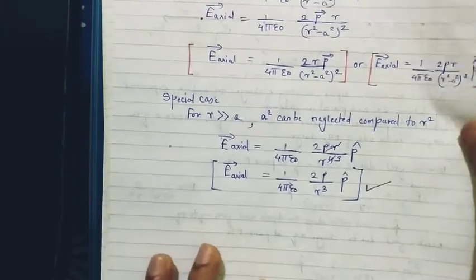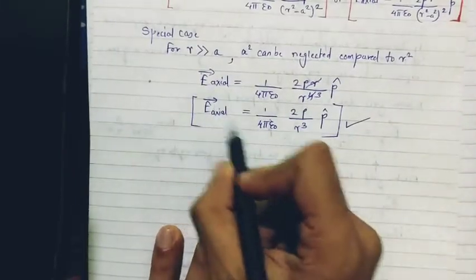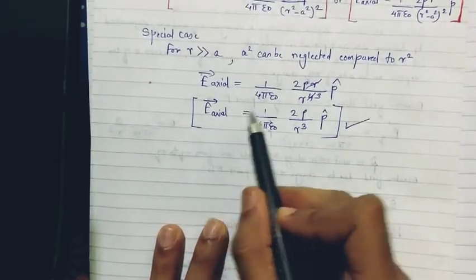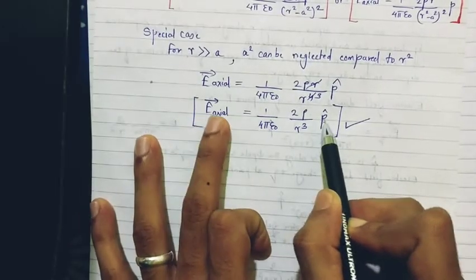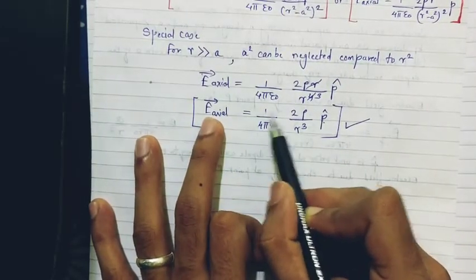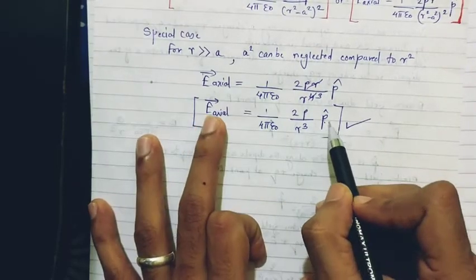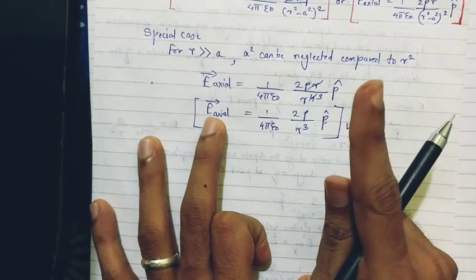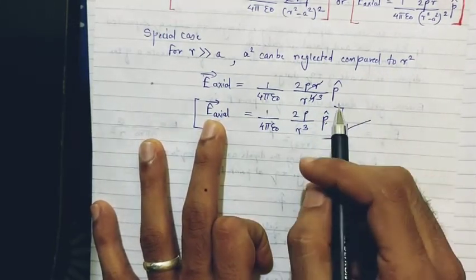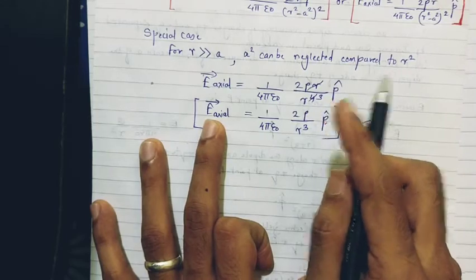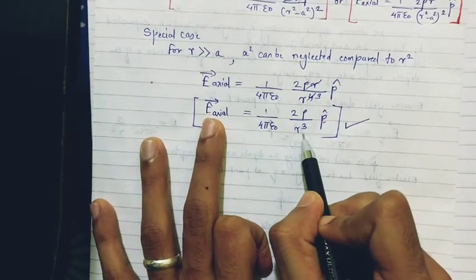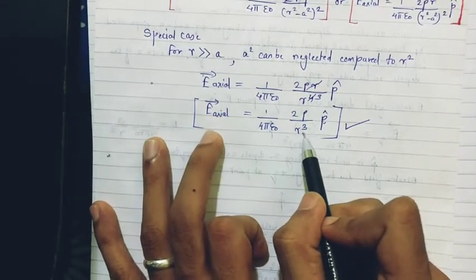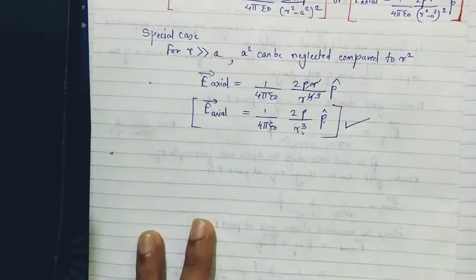Now what is the analysis based on this? If you see this expression over here, E axial is in the direction of the electric dipole moment. They are both in the same direction since there is a plus sign over here. They are not in opposite directions. This is the first note that you have to take care of. And the second thing is the electric field of a dipole at large distances falls off as 1 upon r cube. Since they are inversely proportional, E axial will fall off as 1 upon r cube. So this is all about this derivation.